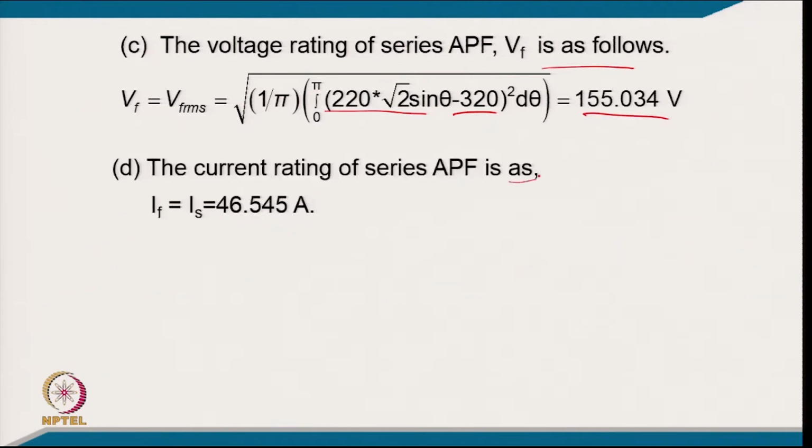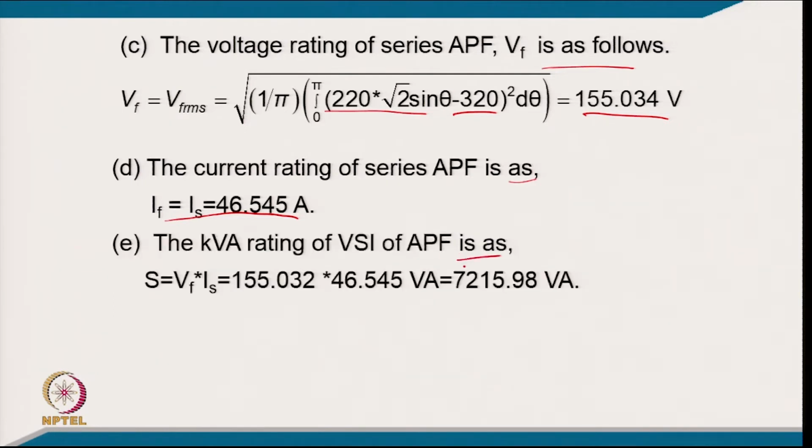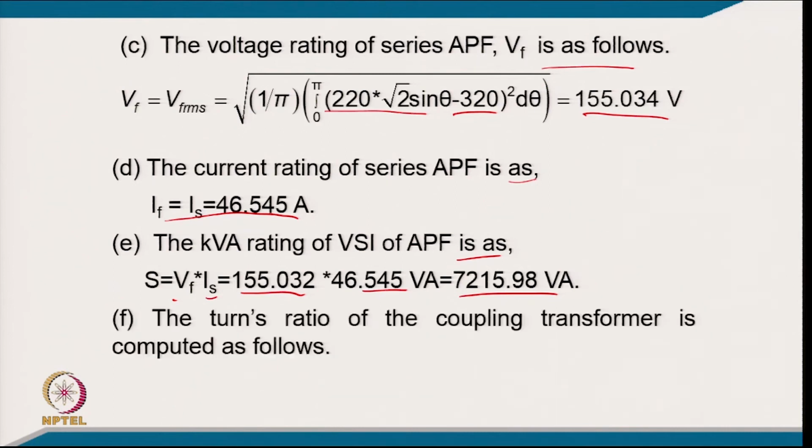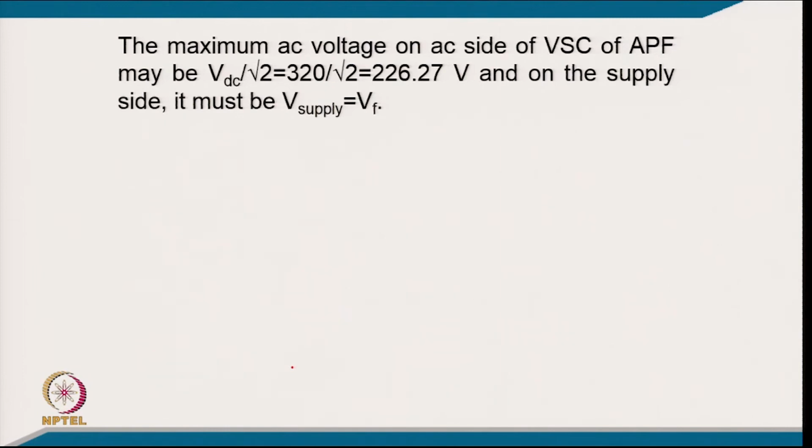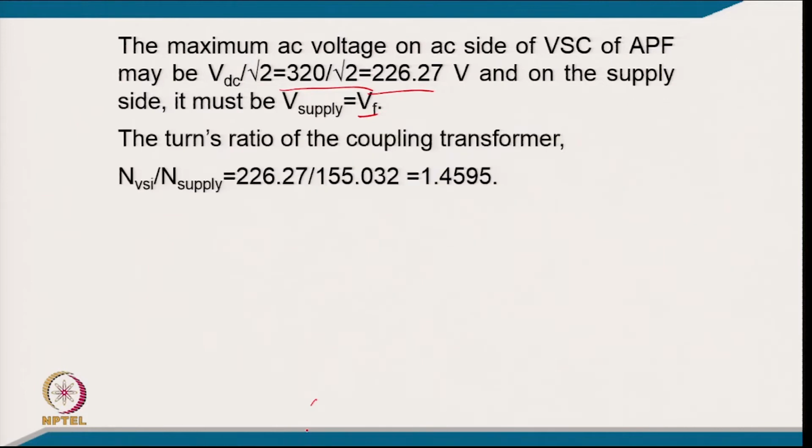So, the current rating of the series active filter is the same as the supply current and load current, 46.545 ampere, and the kVA rating of the series active filter will be VF times IF. Putting in the values of both, it comes to 7215.98 VA. The turns ratio of the coupling transformer: the maximum AC voltage we can generate from the voltage source converter of the series active filter is 220 by root 2, so it comes to 226.27. On the supply side we have to inject the voltage we calculated, 155.0, and we can generate 226.27 from the inverter. So, from this the turns ratio comes to 1.4595.